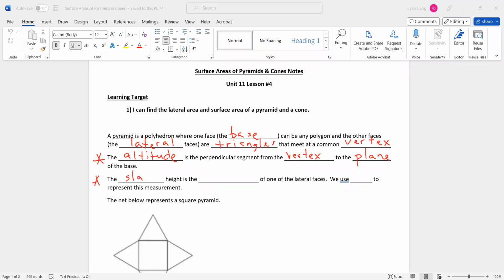Okay. Now there's also something called the slant height. This is new. This is not in prisms. The slant height is the height of one of the lateral faces. We use the cursive L to represent this measurement. You'll see it all the time. Okay. So altitude and slant height. We have seen altitude. We have not seen slant height. Altitude is going to seem a little different when I show you.